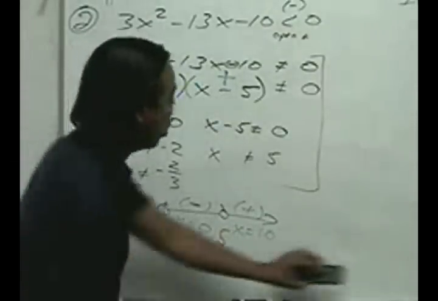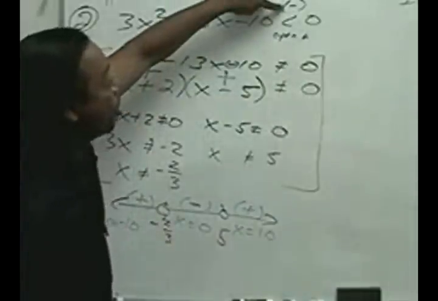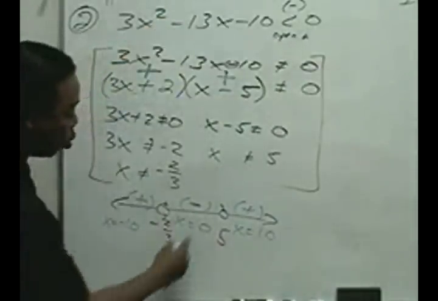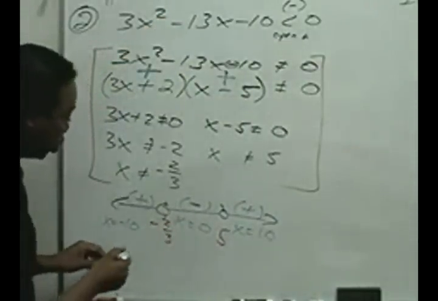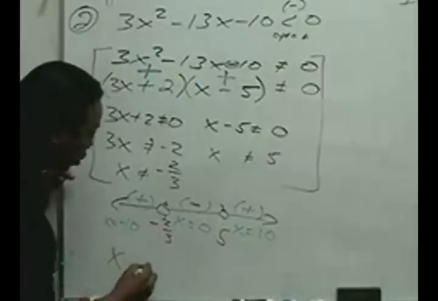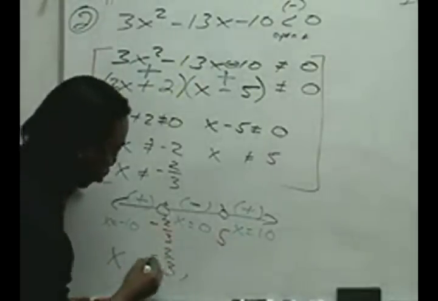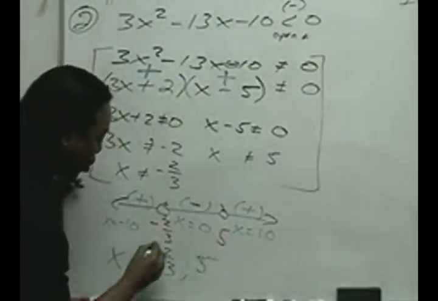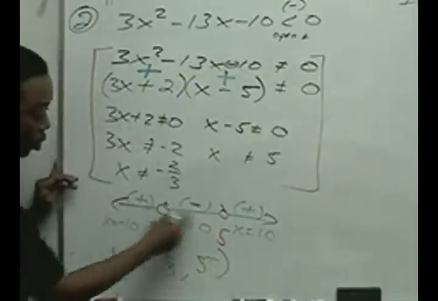Now, according to this, I'm looking for the negative parts of this graph, which all occur right here. So this will be represented as x is all the numbers between negative 2/3 and 5, but not including the ends because they're open. And that's our solution.